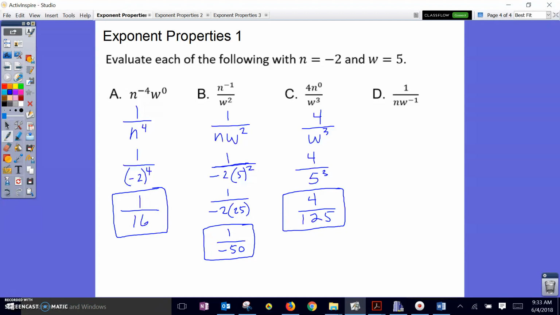And then in part D, we've got a w to the negative first in the denominator, so we're going to move that up into the numerator and make it the positive power, w to the first. I don't need to write that first power, it's understood. So we end up with w over n. We substitute 5 in for w, negative 2 in for n, and we end up with 5 over negative 2.